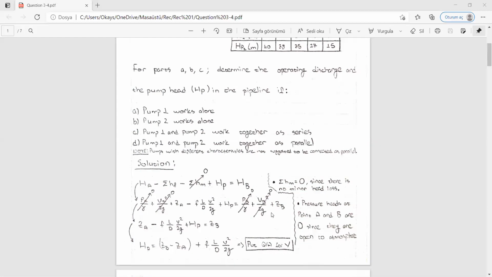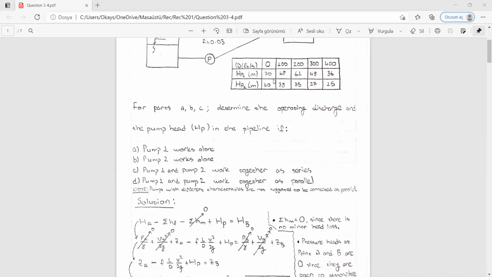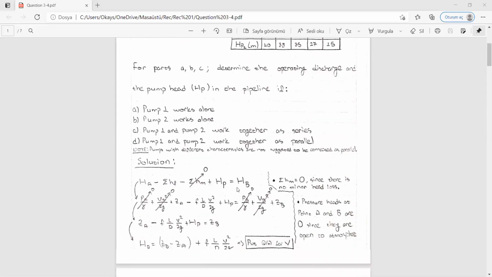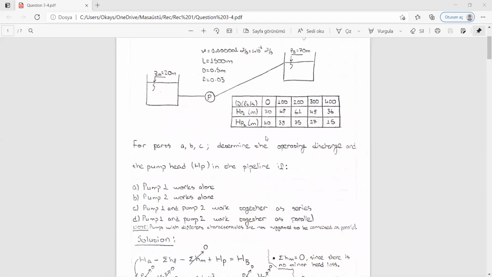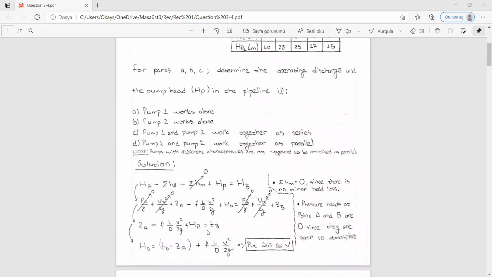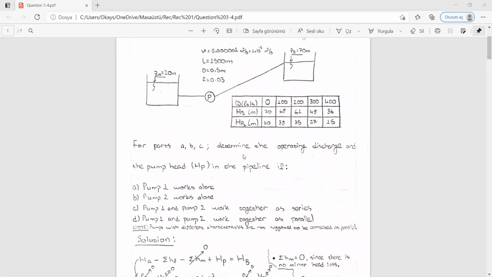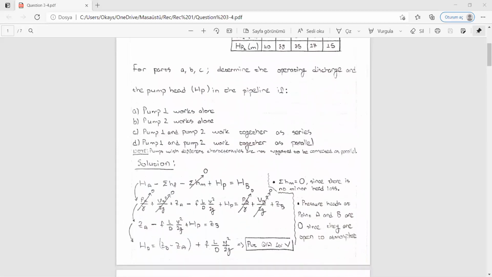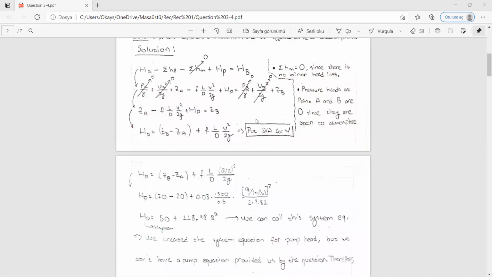In this question, there is no velocity value given to us, but as I said, we will put these discharge values into this equation to see what is the head at the pump coming from this equation for these same discharges. So instead of the velocity value, I write discharge divided by the cross-section area. When I put this in terms of velocity, we get this equation.